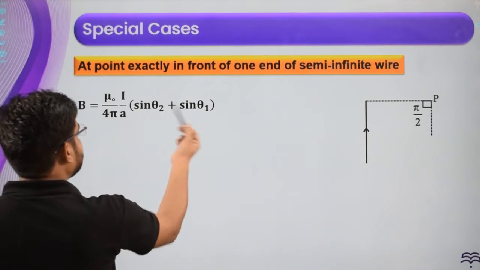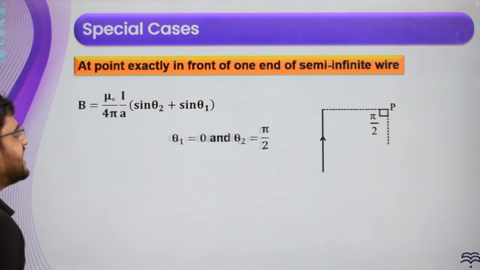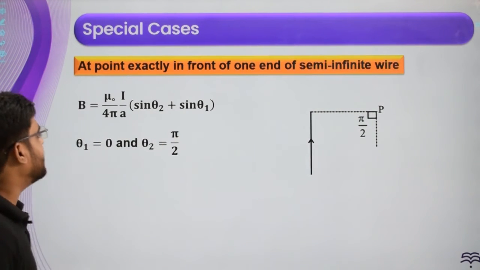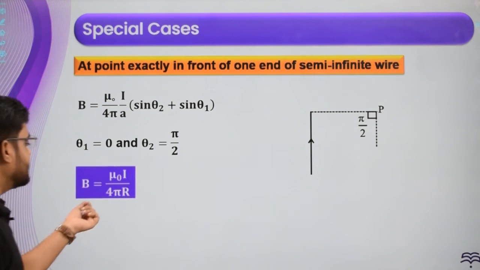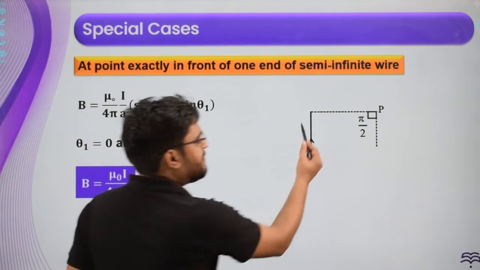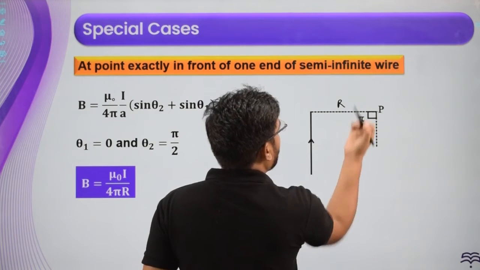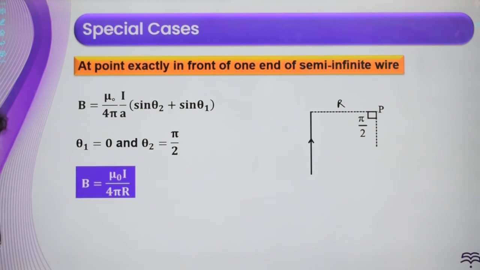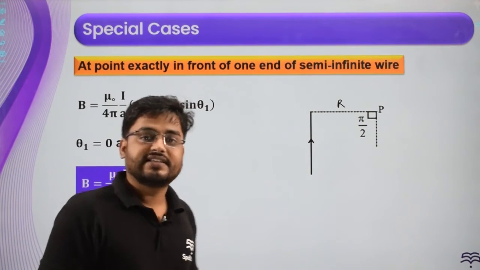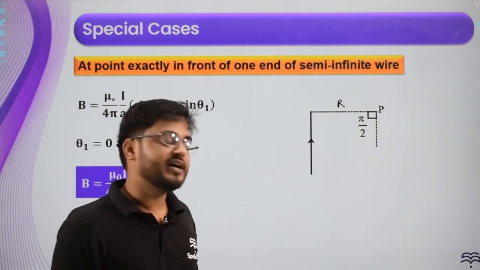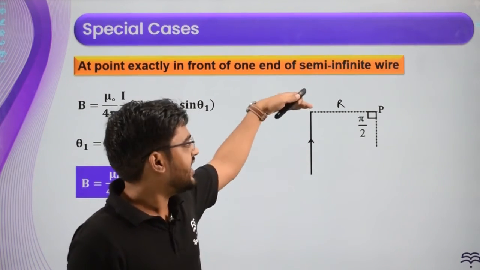So if this is 0 and this is pi by 2, then we get one thing is 0 and one thing is 1. So we'll get mu naught I by 4 pi r or 4 pi a, right? So r is nothing but this perpendicular distance, my r or a. So this is the magnetic field due to a semi-infinite wire, we can say. We are saying that it is infinitely long but just one-sided. We are at the other end.